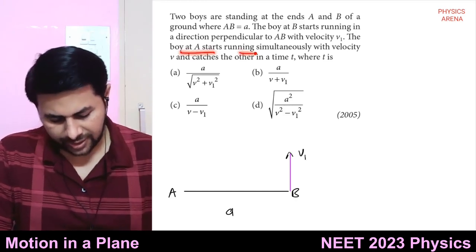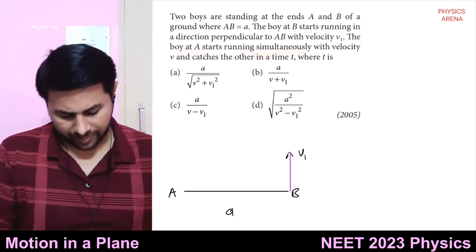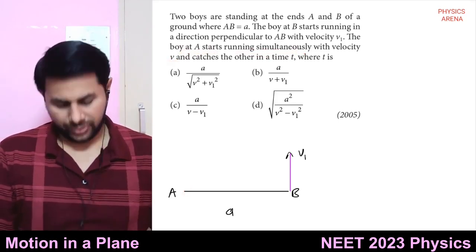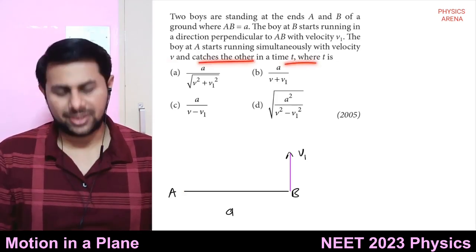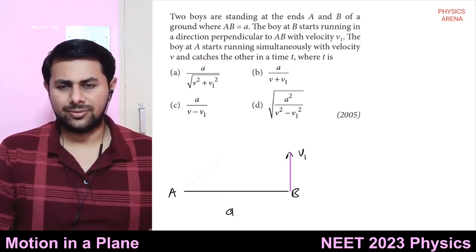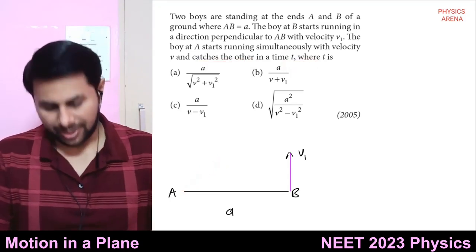Then the boy at A starts running simultaneously. At the same time, the boy at A starts running with velocity v, and catches the other in time t. So he will have to run like this, at some angle.